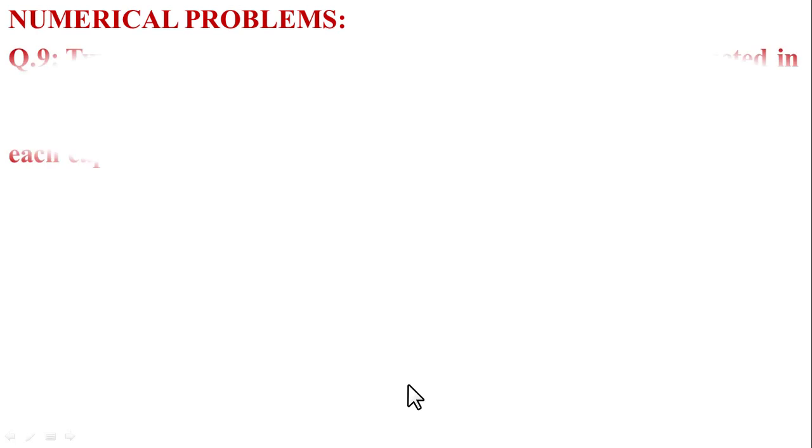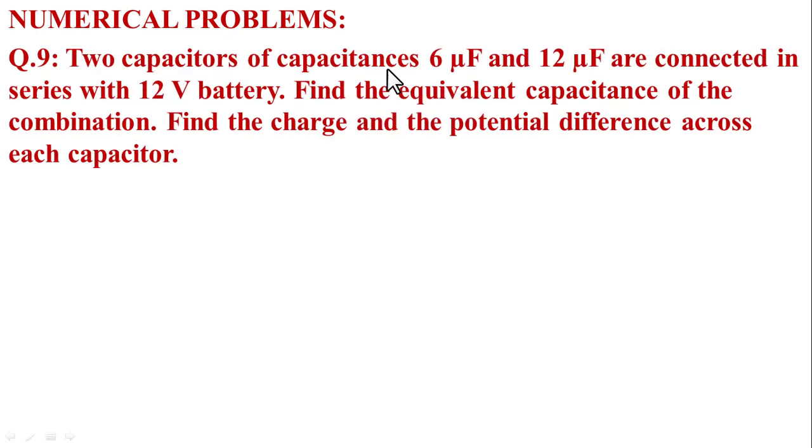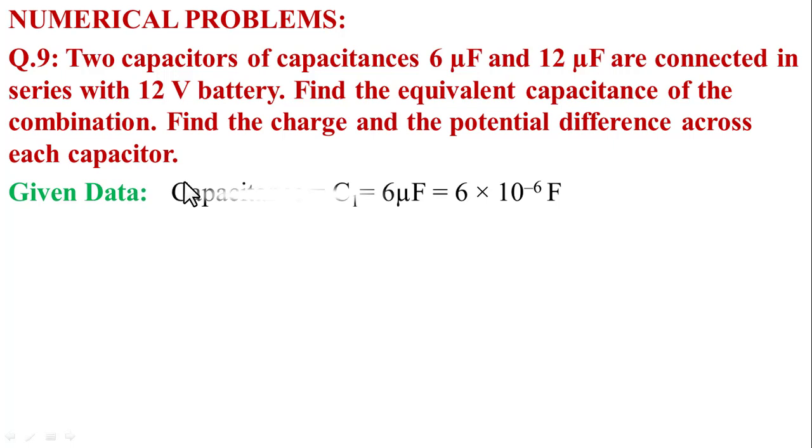Now numerical problem question number 9. Two capacitors of capacitance 6 microfarad and 12 microfarad are connected in series with a battery of 12 volt. Find the equivalent capacitance of the combination. Find the charge and potential difference across each capacitor. According to the statement, write the given data. Capacitance C1 is equal to 6 microfarad. 1 micro is equal to 10 raised to power minus 6. So C1 is equal to 6 multiplied by 10 raised to power minus 6 farad.